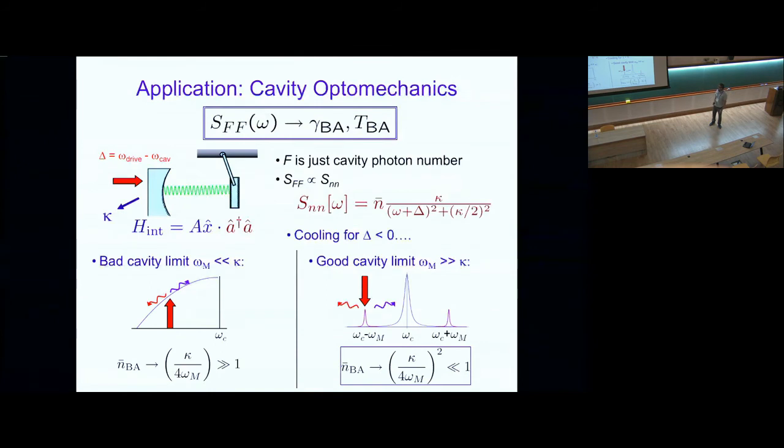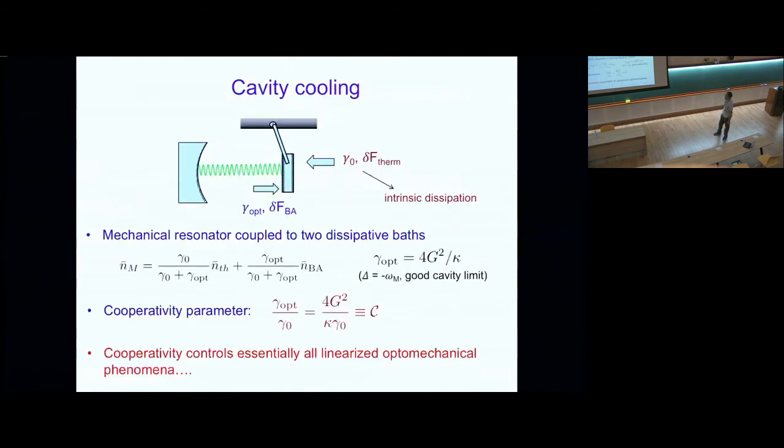Okay, so we have this cooling physics. Again, to really understand the cooling physics, we also have to worry about the fact that the mechanical resonator is not just coupled to the radiation pressure force. It's not just the cavity photons that act like a bath. It also has its own intrinsic sources of dissipation, which left to their own devices would put the mechanical resonator in thermal equilibrium. So what do you actually find?